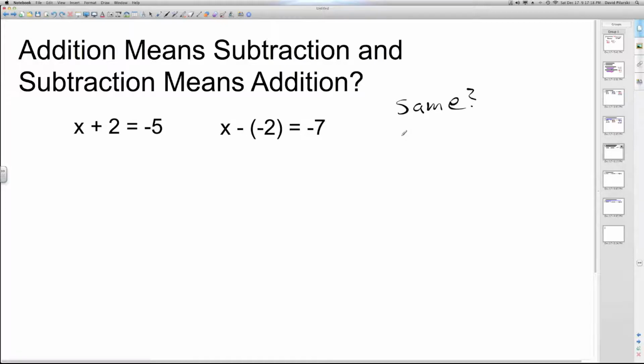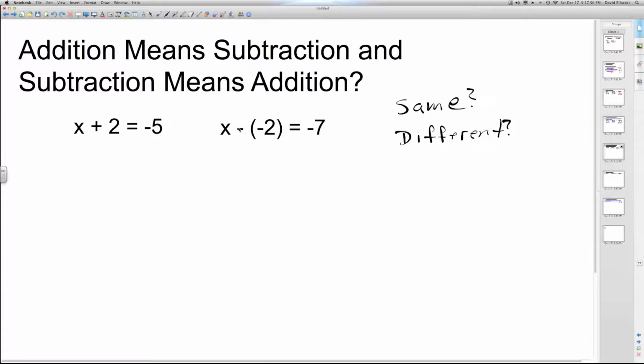Another thing that's the same is they both have a 2. Let's talk about the differences now. What's different about them? Well, this problem has a positive 2, and this equation has a negative 2. This problem has a negative 5. This problem has a negative 7. Here's another difference. Between the variable and the number, there's only one sign here. It's a plus sign. Between the variable and the number here, there's two signs, in this case, two negative signs.